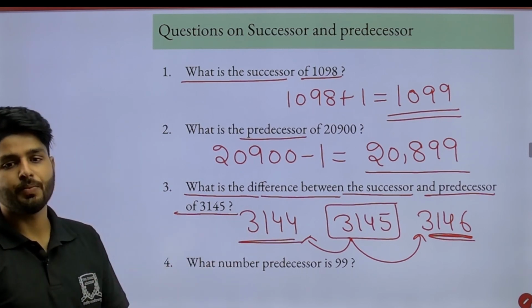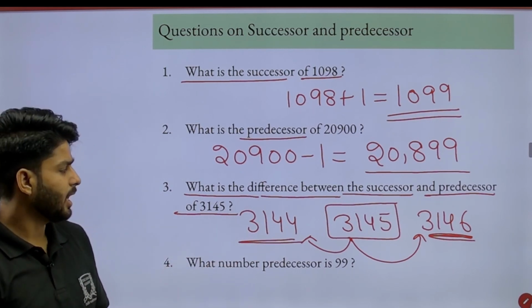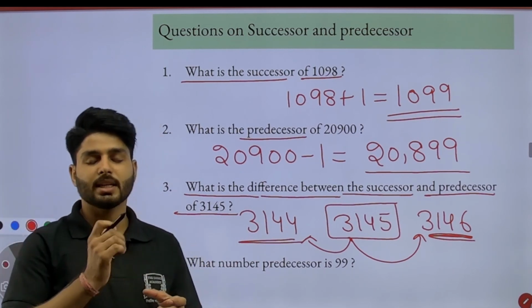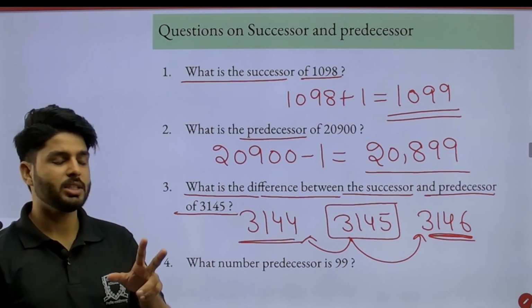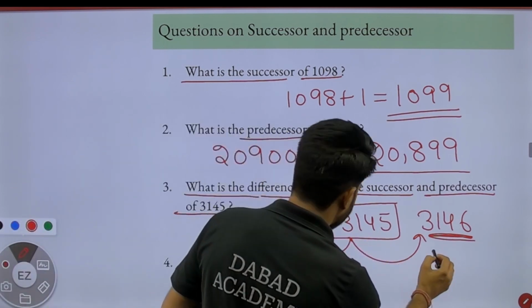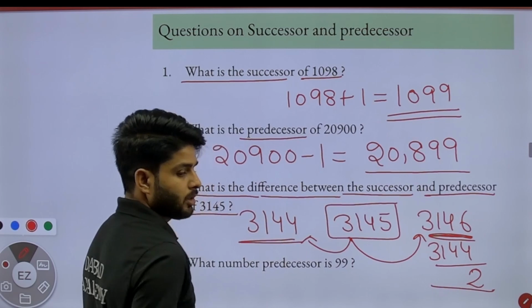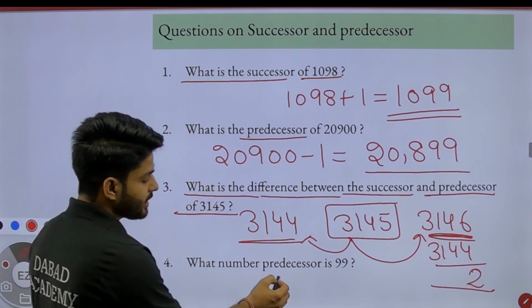3145 is 2. Every time we find the predecessor and successor of the same number, we always have the difference 2. We can clearly see, if we subtract, that is 2. What number's predecessor is 99?